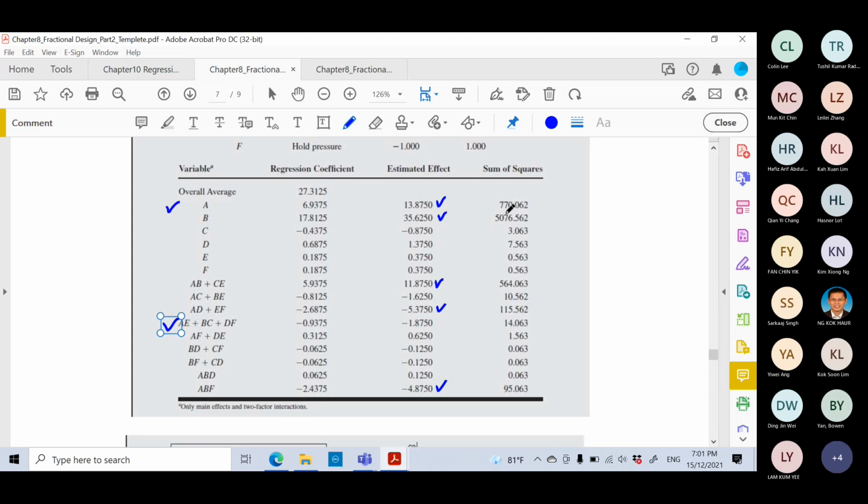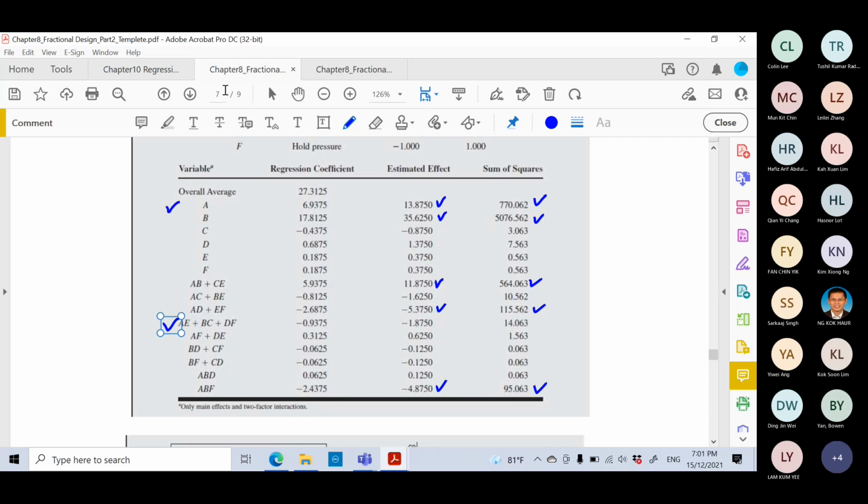We also can observe the sum of squares. This one is really very large. So it seems that the factor B is quite important. And then the factor A here also is important because the sum of squares is quite large here. Similarly, you have AB and CE considered very large. This one is a 115 also. We may not be certain, but we can consider it.